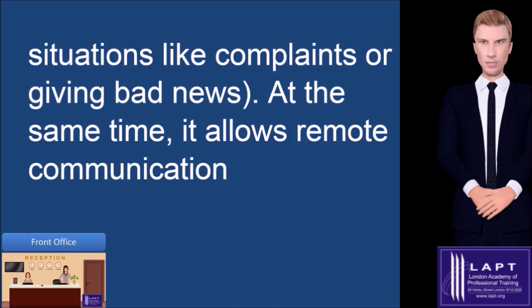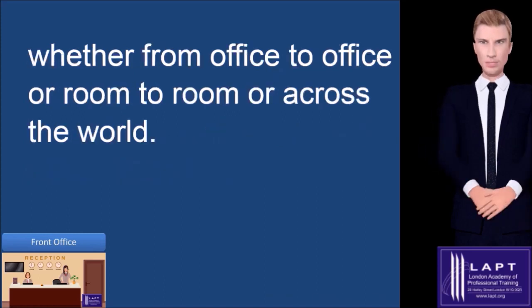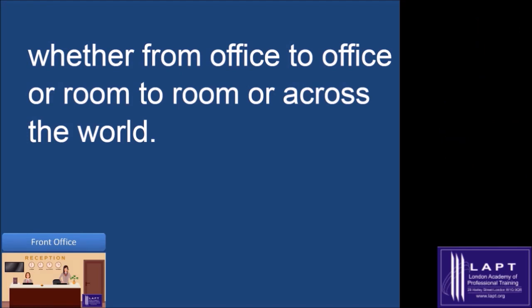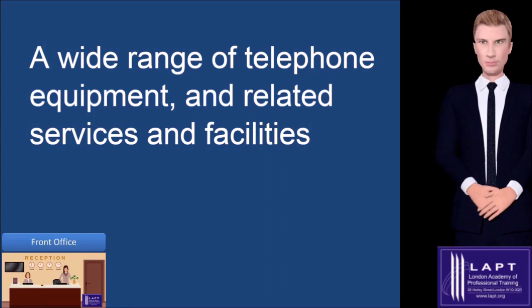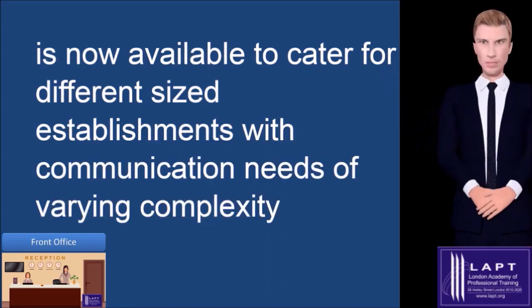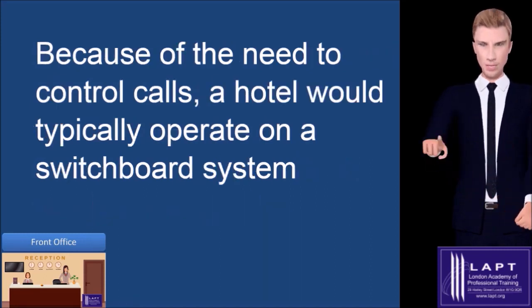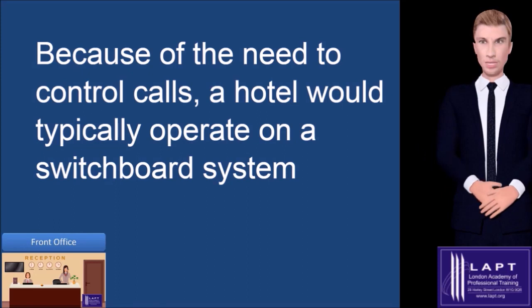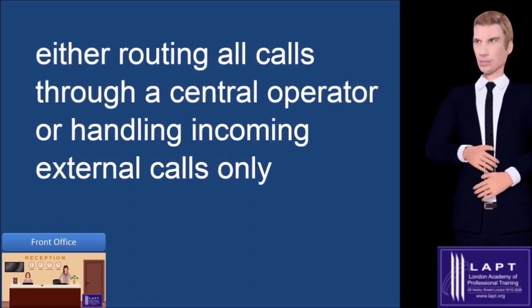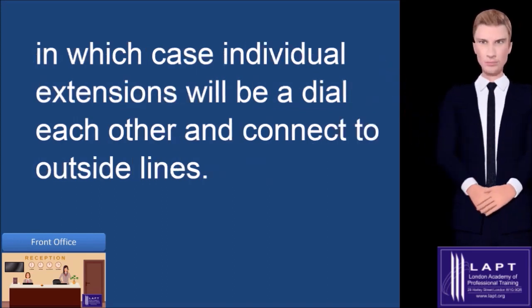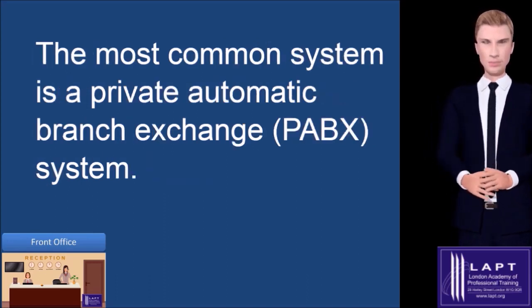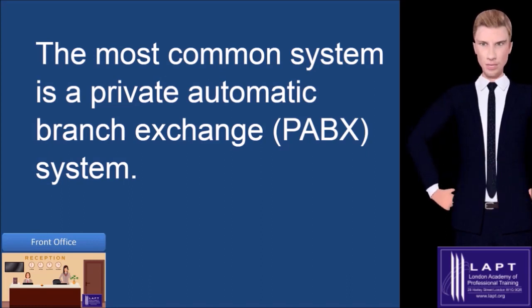At the same time, it allows remote communication whether from office to office or room to room or across the world. A wide range of telephone equipment, and related services and facilities, is now available to cater for different-sized establishments with communication needs of varying complexity. Because of the need to control calls, a hotel would typically operate a switchboard system, either routing all calls through a central operator or handling incoming external calls only, in which case individual extensions will dial each other and connect to outside lines. The most common system is a private automatic branch exchange (PABX) system.